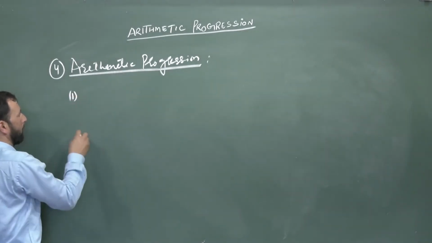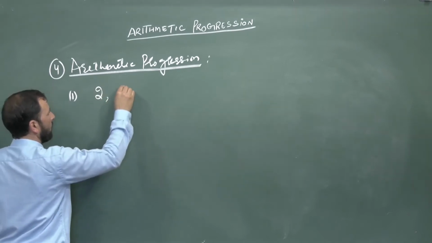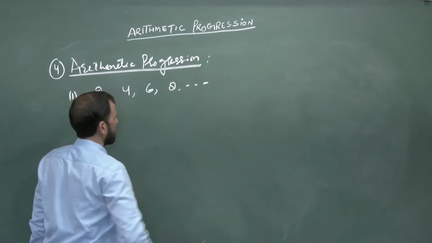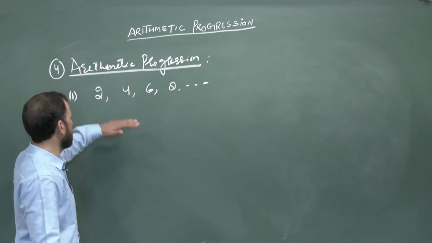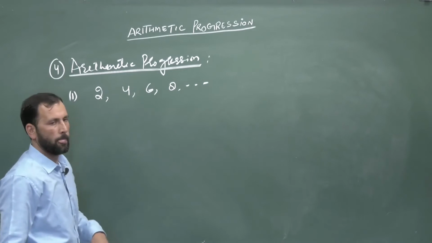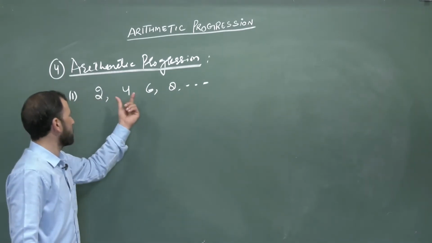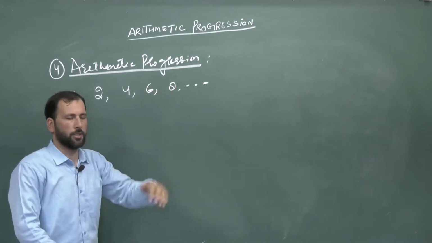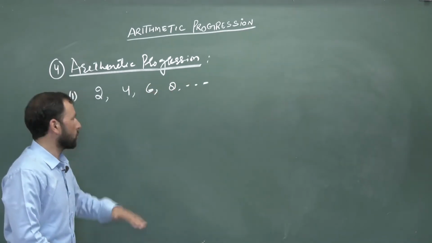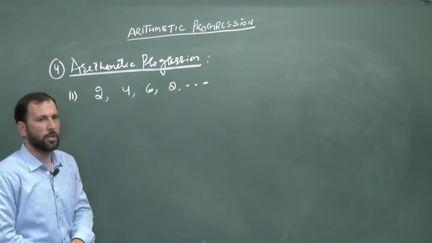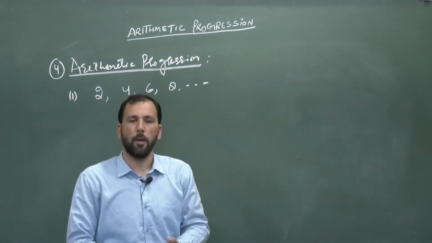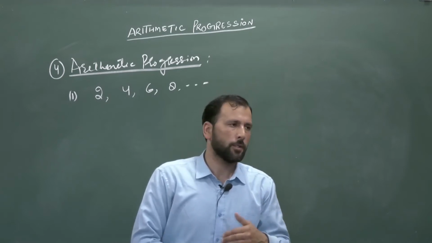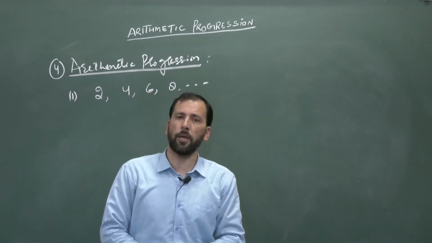If we take the same example, 2, 4, 6, 8 and so on, it is a list of numbers in which the first term A is 2, the second term is 4, the third term is 6 and the fourth term is 8. So it is a list of numbers in which each term is obtained by adding a fixed number. So this fixed number is called the common difference.